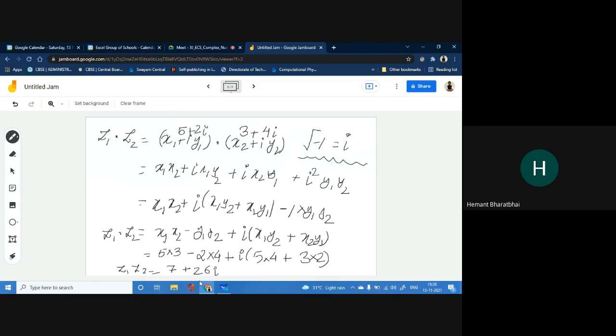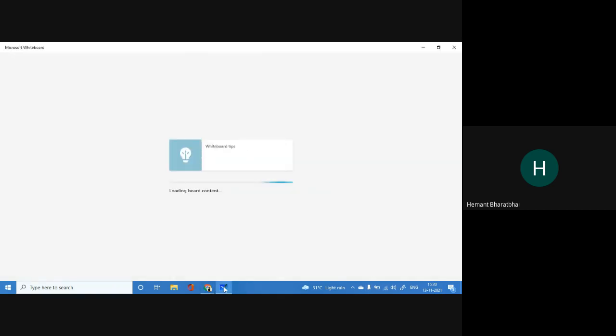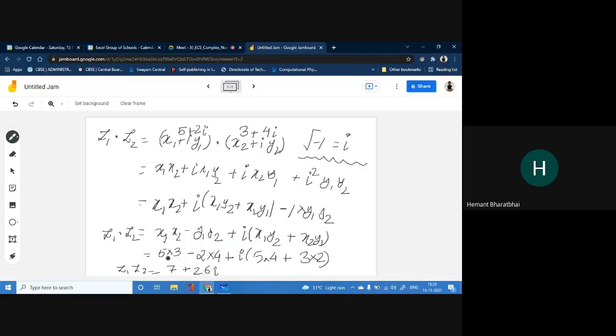Plus i into x1 y2. So x1 is 5 and y2 is 4. My x2 is 3 into y1. y1 is 2. So this will give me 5 into 3, that is 15. 15 minus 8, so that is going to give me 7 plus. So when I multiply two complex numbers, which were 5 plus 2i and 3 plus 4i, I got one more complex number. Hope you understood how to multiply two complex numbers.